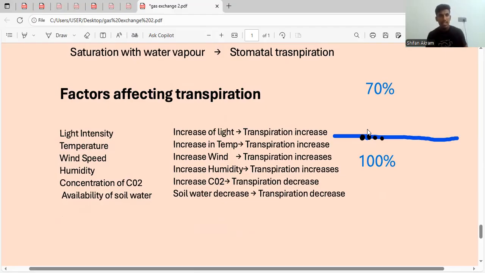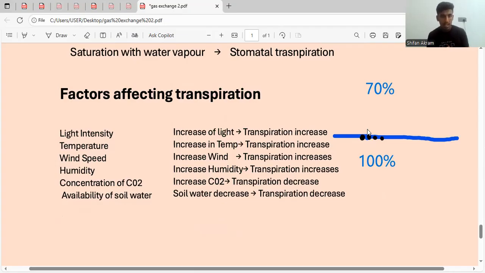So that's about humidity. Then we have the concentration of CO2. Increasing carbon dioxide concentration decreases transpiration. But how? We know that when carbon dioxide concentration is high in the stomatal region, the stomata are closed, right? Because carbon dioxide is only high when photosynthesis is not taking place. So the stomata are closed. When the stomata are closed, water is not lost through the stomata. Because of this, the transpiration rate decreases.